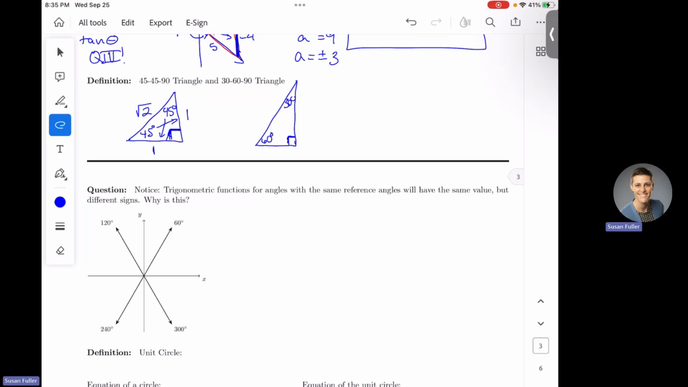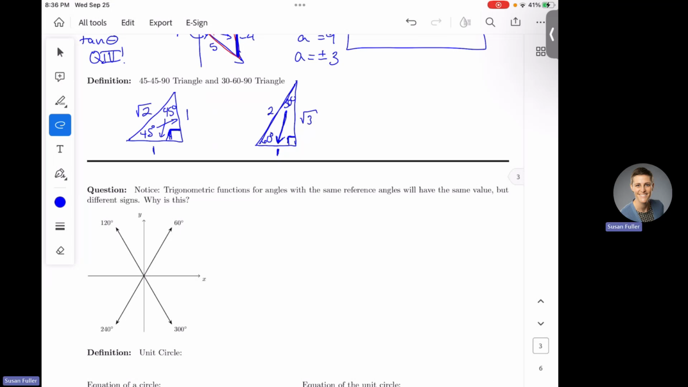And then in the 30, 60, 90 triangle, the side opposite the 30-degree angle is half the length of the hypotenuse. So to make these numbers easy to work with, I'm going to call the side opposite the 30-degree angle have a length of 1, and I'm going to make the hypotenuse have a length of 2, so that the side opposite the 30-degree angle is half of the hypotenuse. And then now that we have two sides, I can use the Pythagorean theorem to solve for this missing third side. Again, we did this in module 4, and we found that that side was √3.